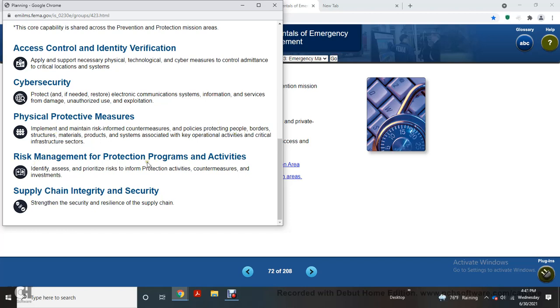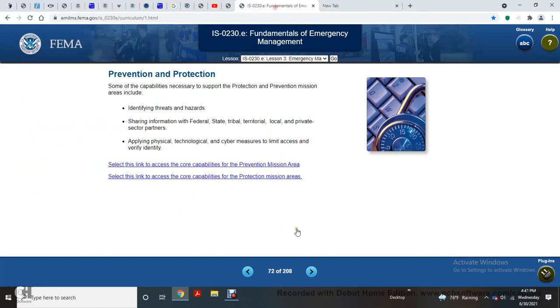Risk management for protection programs and activities: identify, assess, and prioritize risks to inform protection activities and countermeasure investments. Supply chain integrity and security: strengthen the security and resilience of the supply chain.